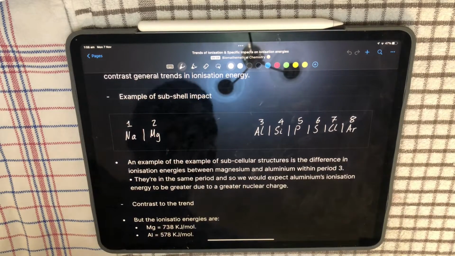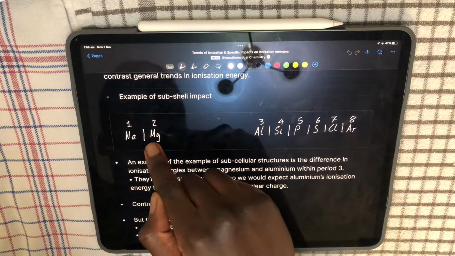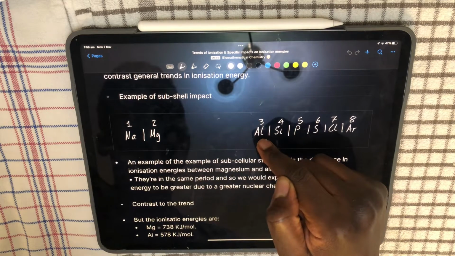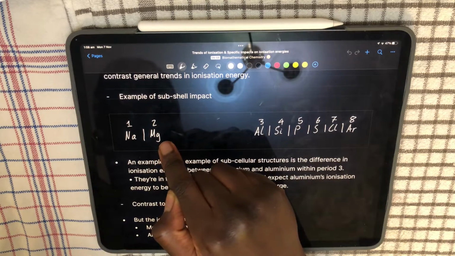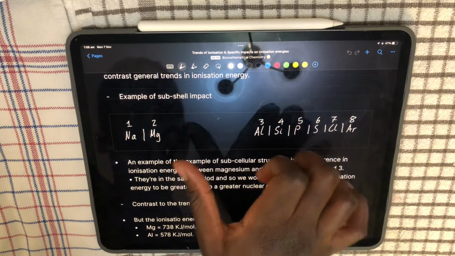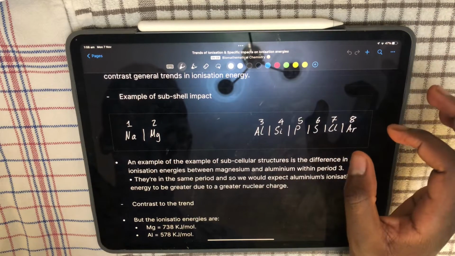An example of subshell structures is the difference in ionization energies between magnesium and aluminium within period 3. They're in the same period, and so we would expect aluminium's ionization energy to be greater due to the greater nuclear charge. However, this is one of the contrasts of the trend. So we're expecting aluminium to have a higher ionization energy compared to magnesium, right? Because it's in the same period and further across the period, so it has a higher nuclear charge.